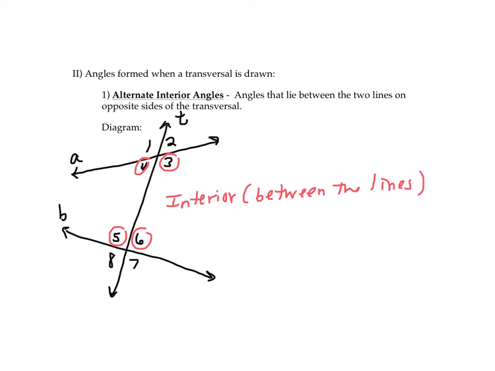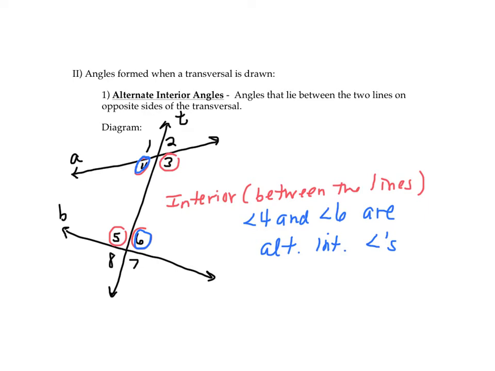So if we want to talk about alternate interior angles, again, the definition says that not only are they interior angles, but they also have to be on opposite sides of the transversal. So we can say that angle 4 and angle 6 are alternate interior angles. I'm going to abbreviate it to alt for alternate, INT for interior, and angles. There's another pair of alternate interior angles other than angle 4 and angle 6.